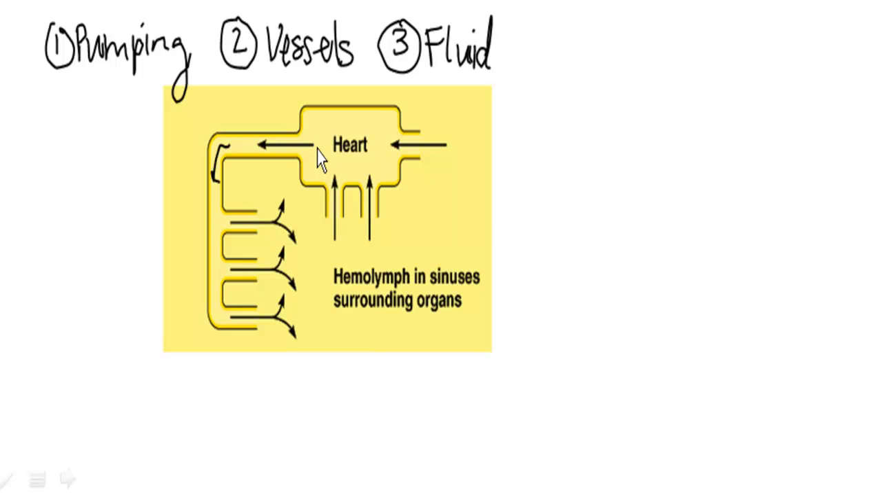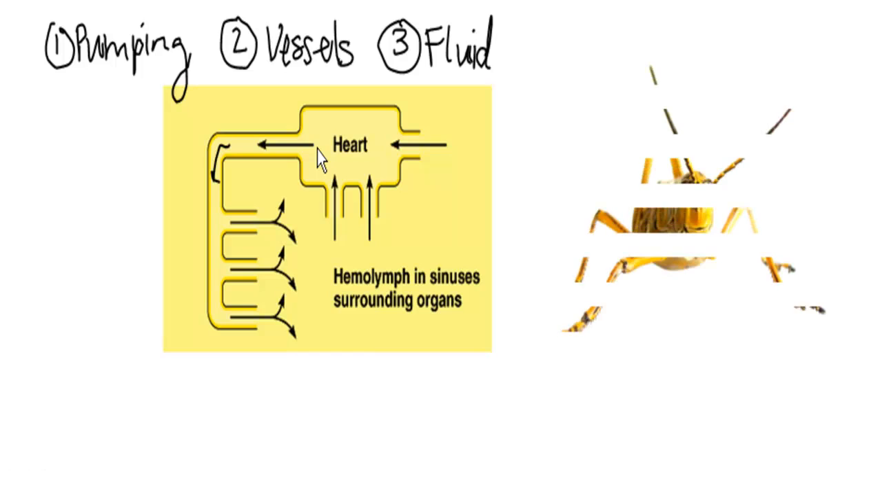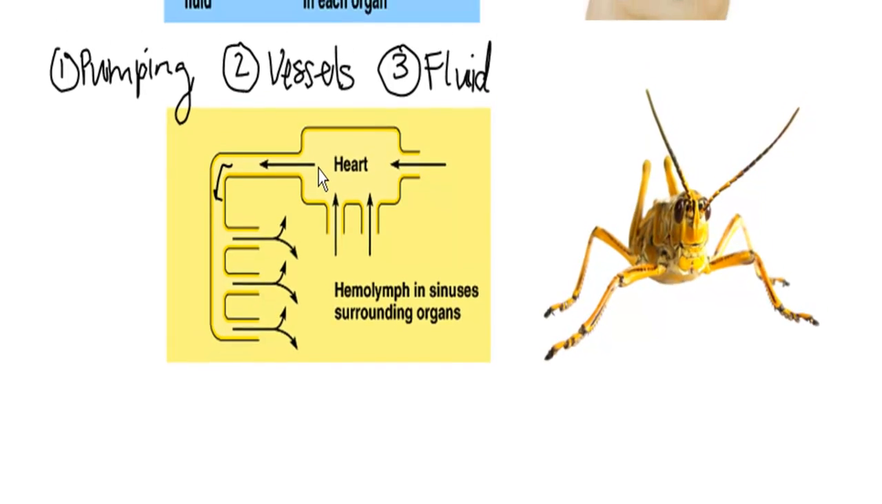But those vessels are much more open. And it does still have fluid, although that fluid may not be blood. It may be some other liquid. And so organisms that have this type of circulatory system would be grasshoppers like you see here, or simple invertebrates.